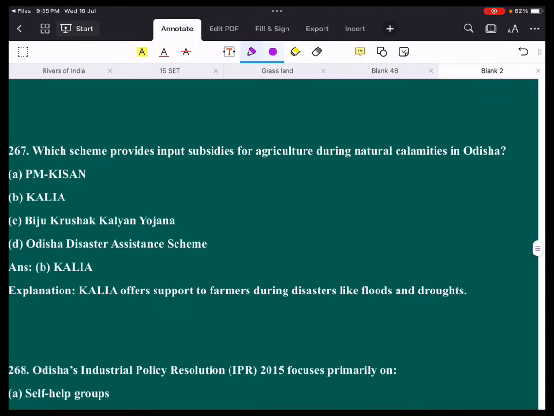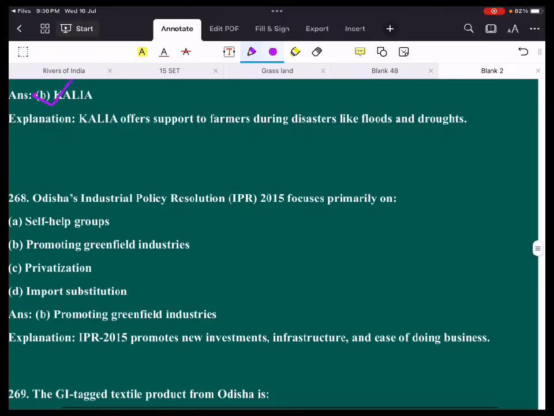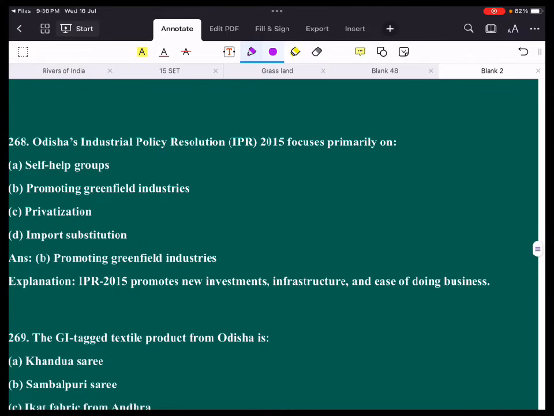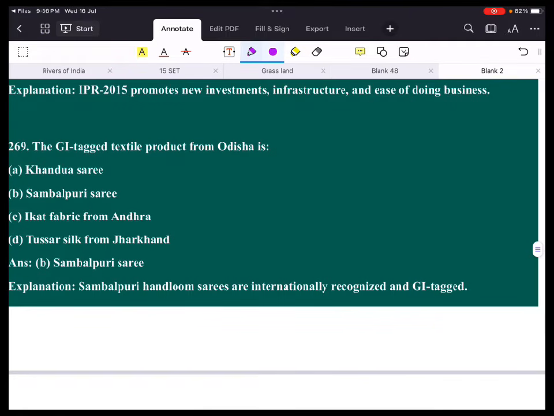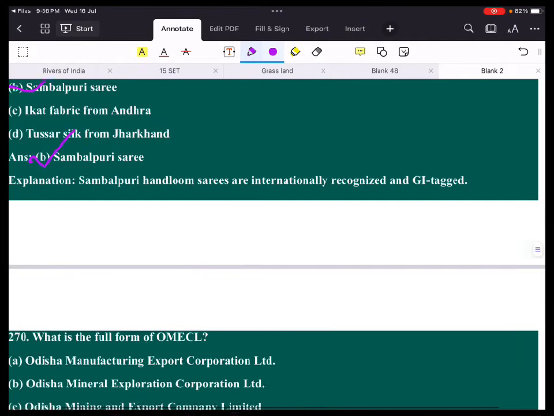Which scheme provides input subsidy for agriculture during natural calamities in Odisha? That is Kalia. Odisha Industrial Policy IPR focuses primarily on promoting greenfield industry, option B. The GI tag textile product from Odisha is, that is option B, Sambalpuri saris.